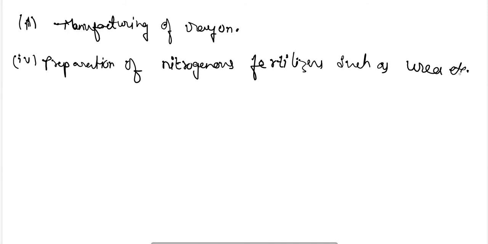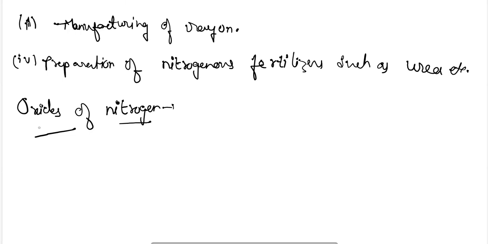Okay, next, the oxides of nitrogen. We will discuss oxides of nitrogen. Nitrogen is the only element in group 15 which produces the largest number of oxides, a varied number of oxides.